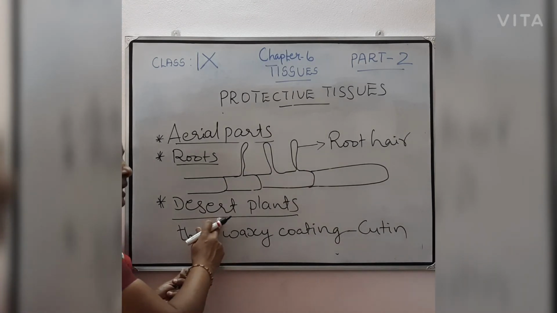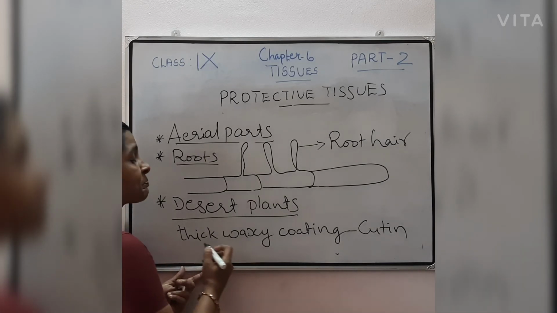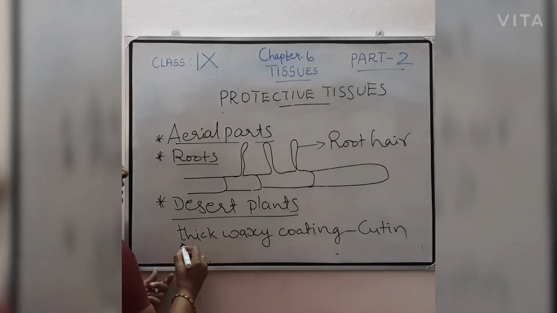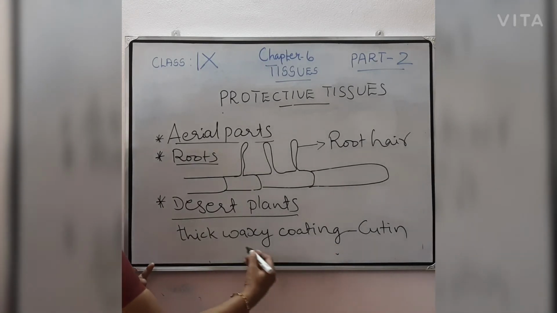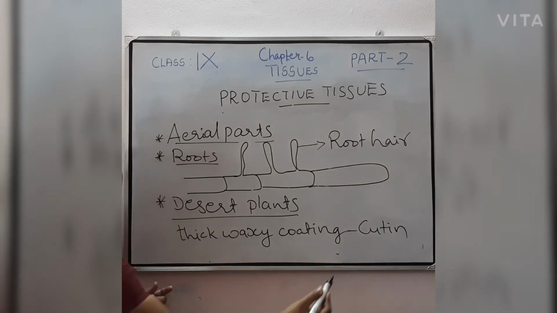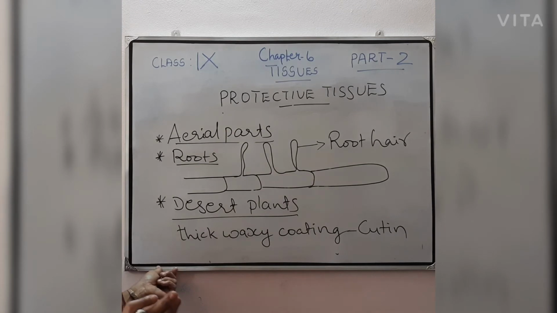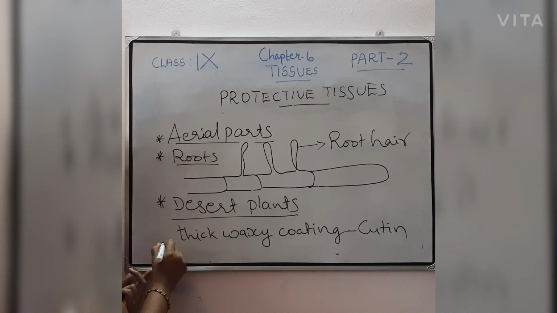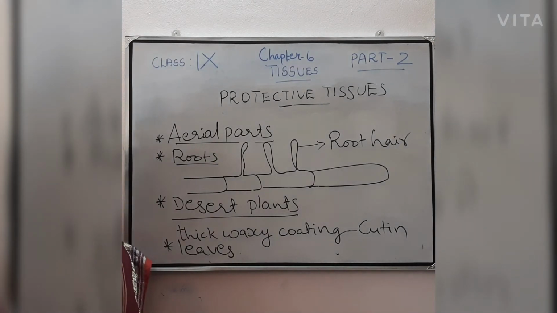So you know that desert plants are exposed all the time to heavy, bright sunlight, isn't it? So this cutin protects them from heavy water loss. There is a thick waxy coating on the surface of this epidermal layer, and that thick waxy coating is made up of which material? Cutin. So what is the quality of that cutin substance? It is a waterproof substance, isn't it? That's about desert plants. Then what is its function in desert plants? To protect the plant from heavy water loss.